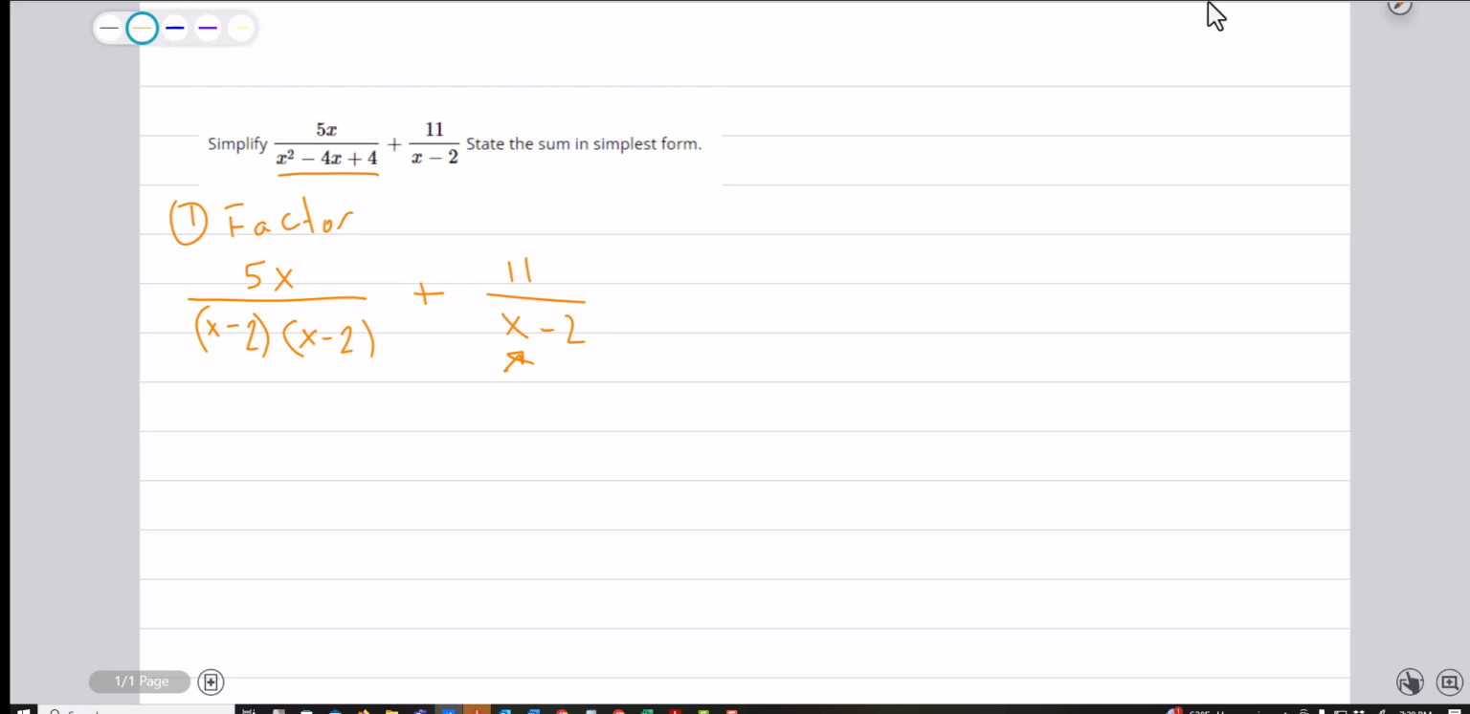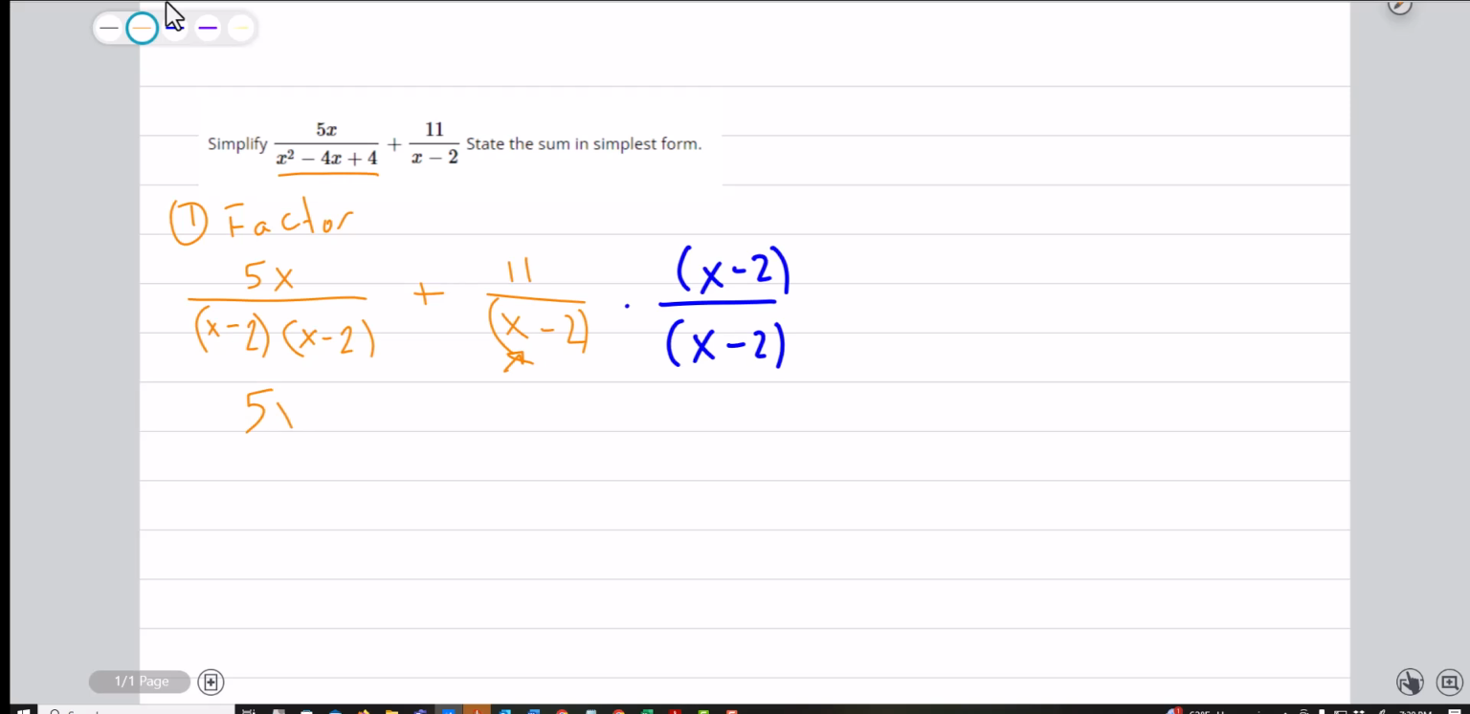And from here now, to add fractions, I have to have the same denominators. Well, this one only has one x minus 2. But what I could do is multiply it to get another x minus 2 and put one here on the top. Why am I doing that? Because I'm not changing the fraction. I'm only multiplying this now by 1.